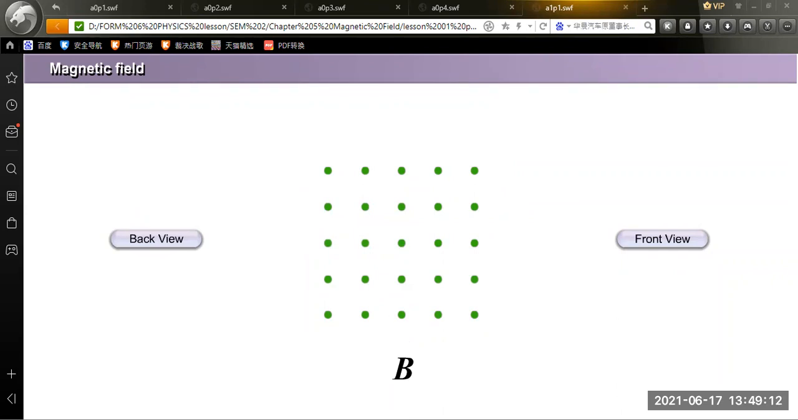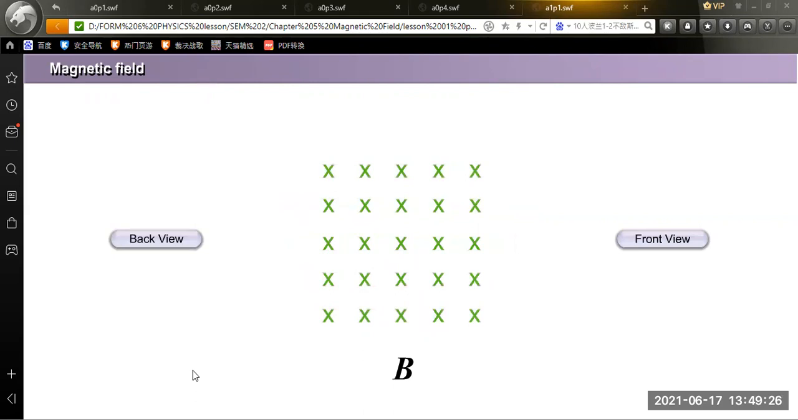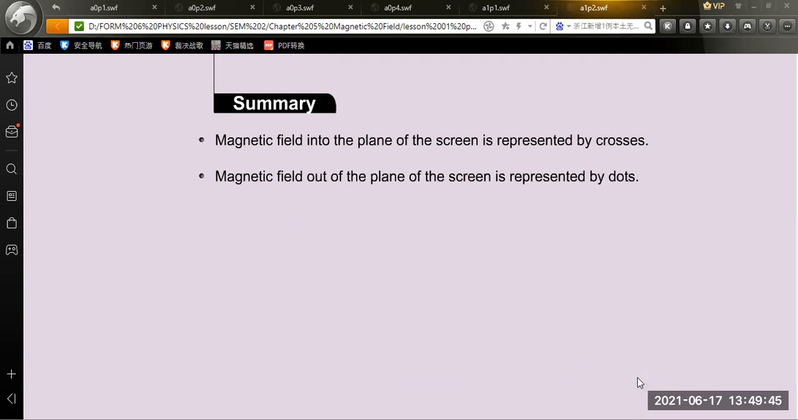So this shows that if there is a dot, the magnetic field is out of our screen. If it is a cross, it is going into the screen. Ladies and gentlemen, a magnetic field into the plane of the screen is represented by a cross, whereas a magnetic field out of the plane of the screen is represented by a dot.